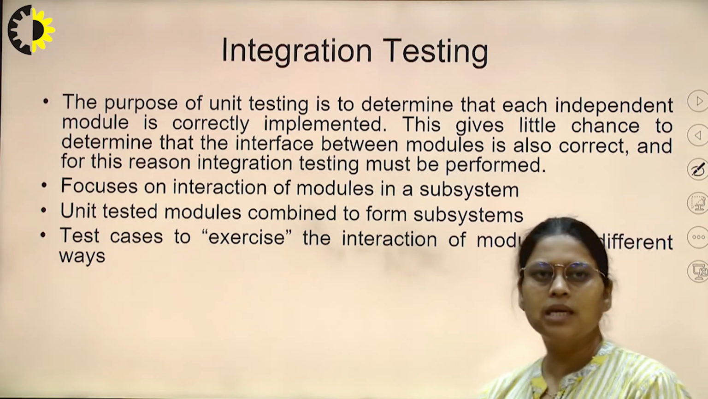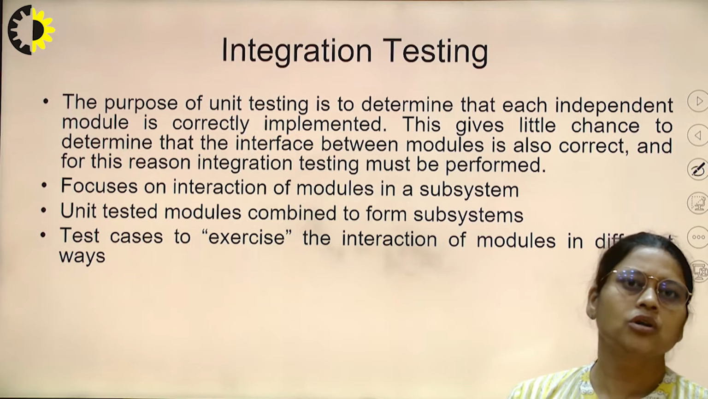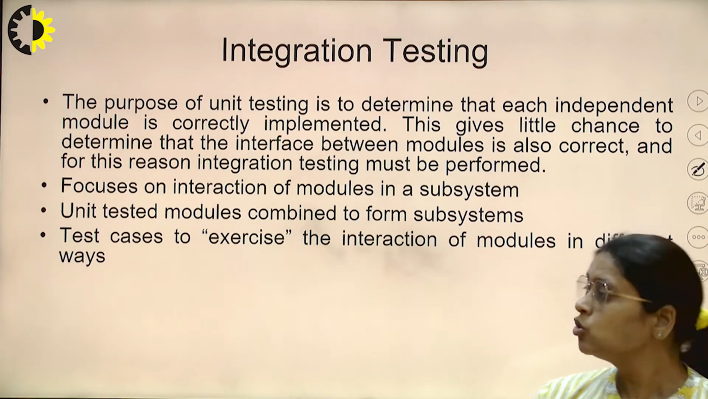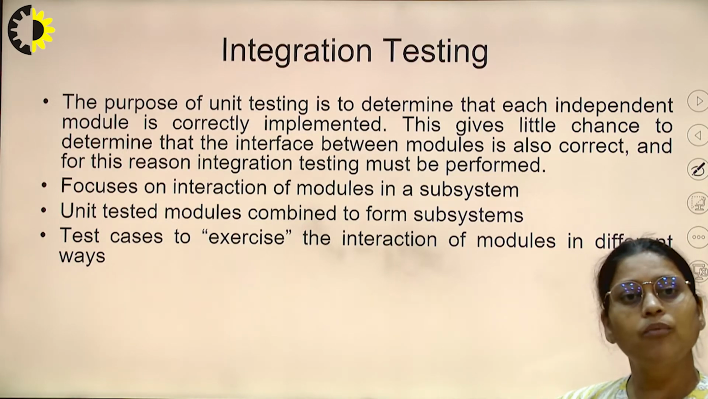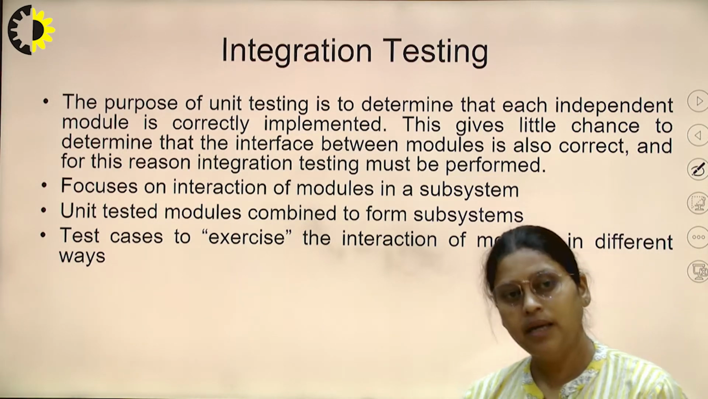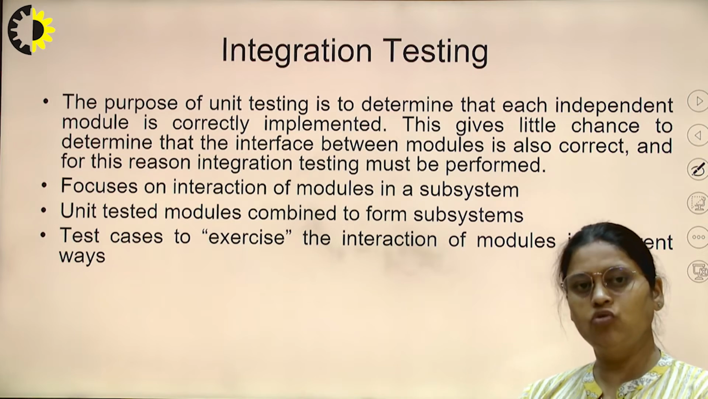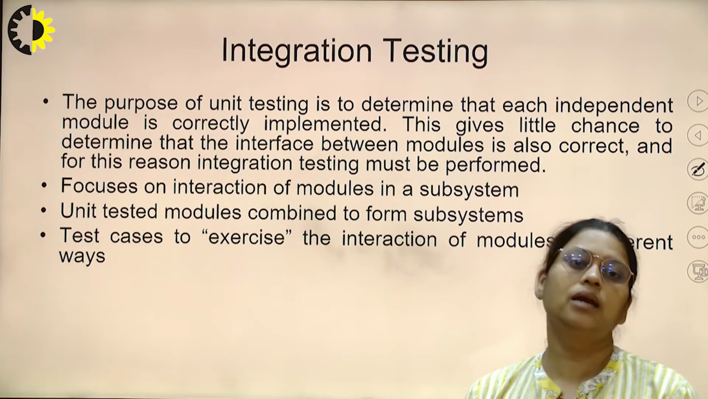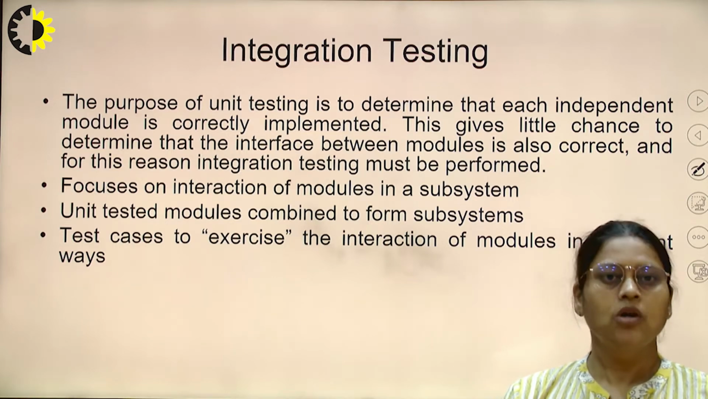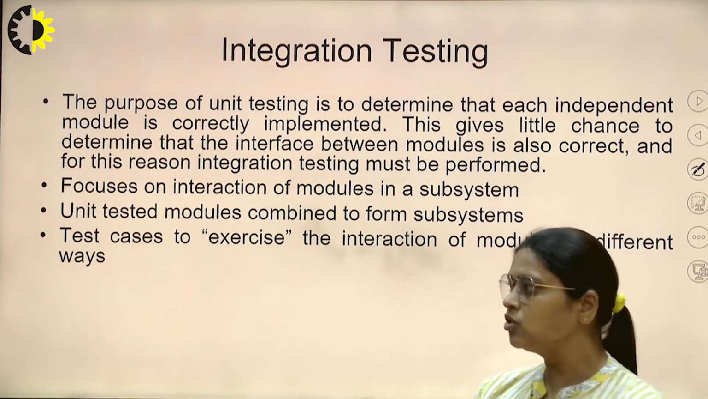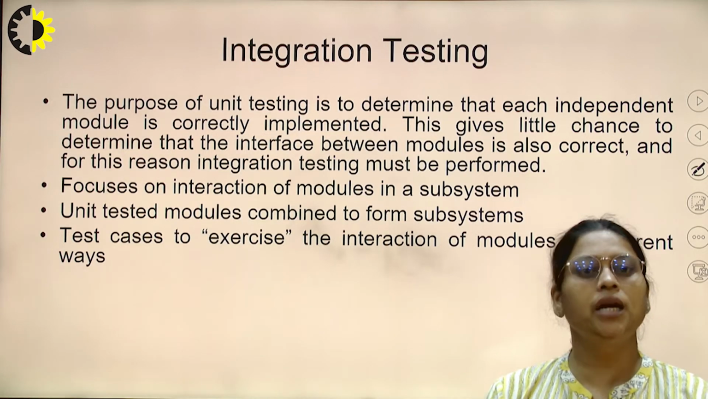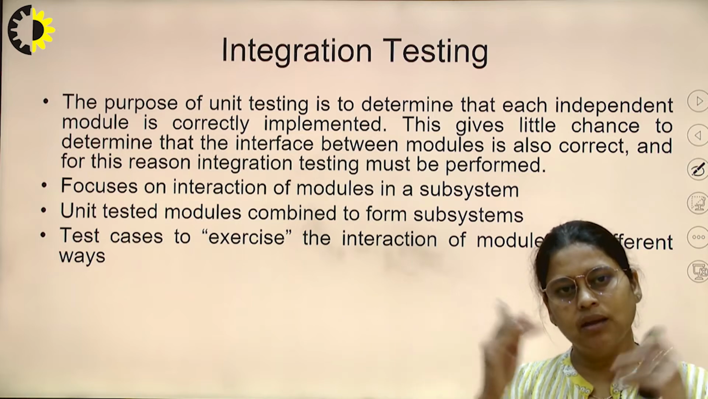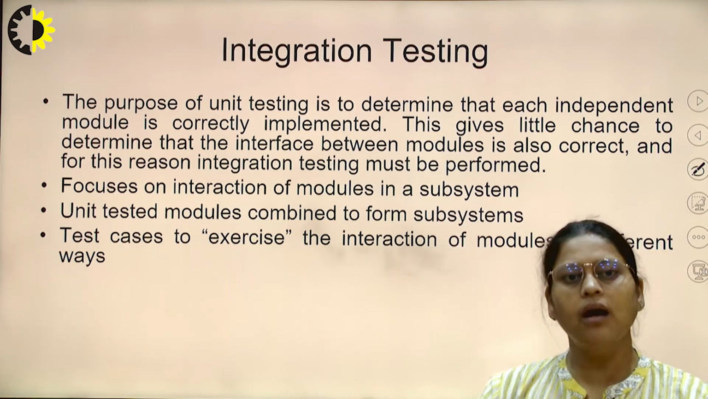So this gives little chance to determine that the interface between the modules is also correct, because with the help of unit testing we test the modules individually. There may be a chance of error in the interface among the modules. So with the help of integration testing, we check the interface of the modules, integrate the modules, and finally check the whole software.